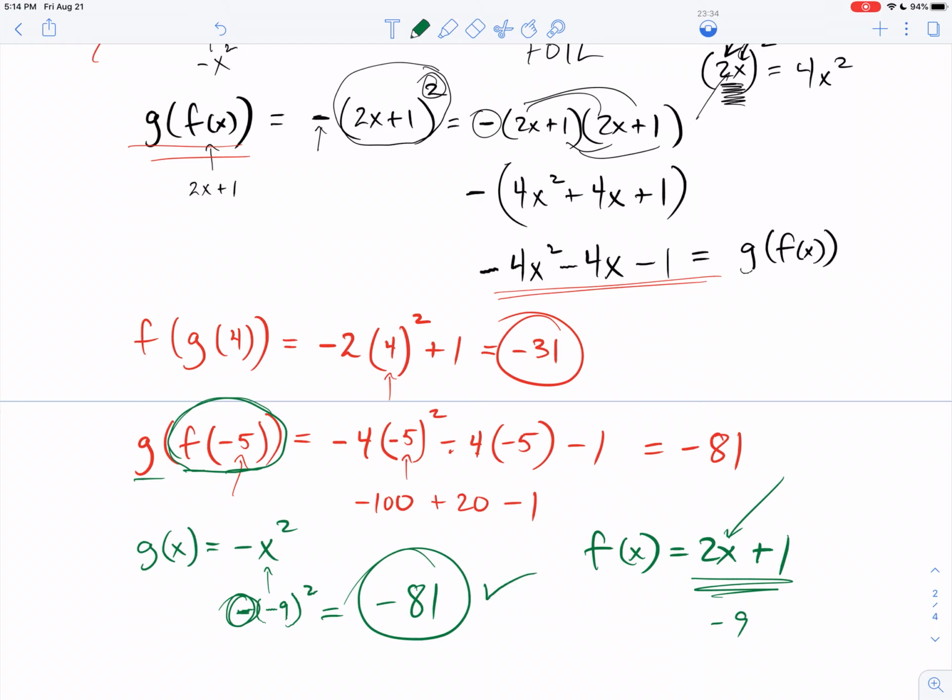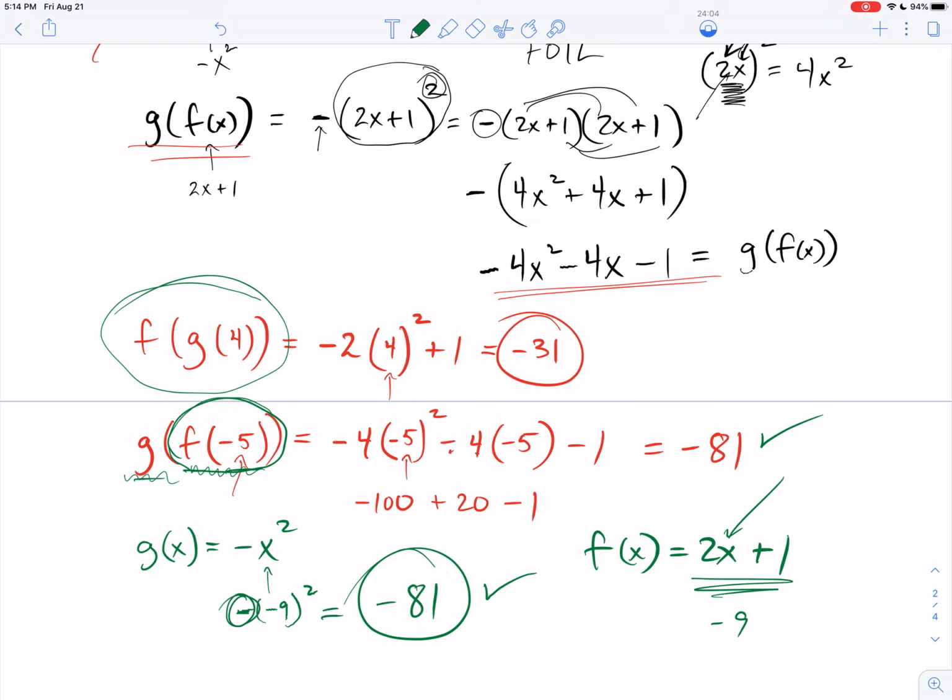See, it's got to work either way. When you plug a number into a composite function, that is a function that you already created by plugging a function into a function, if you do it that way, it's totally legit. You can do it. It's not illegal. But sometimes it's easier to do what I call the two-step approach. Plug it into this guy first, then plug it into that guy.